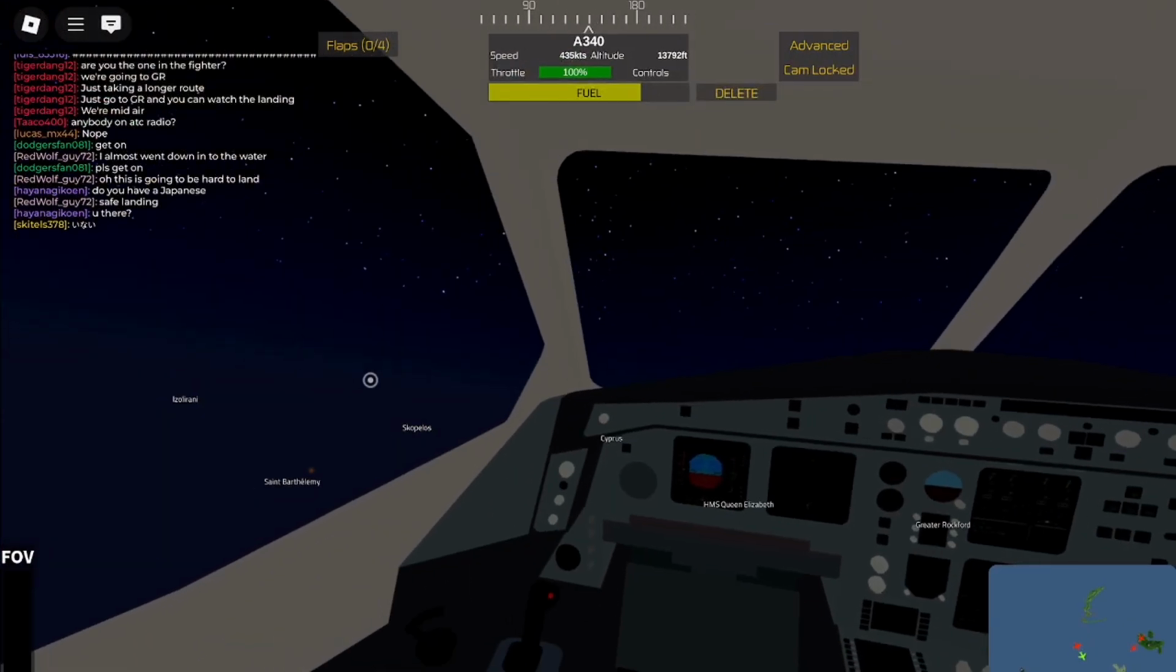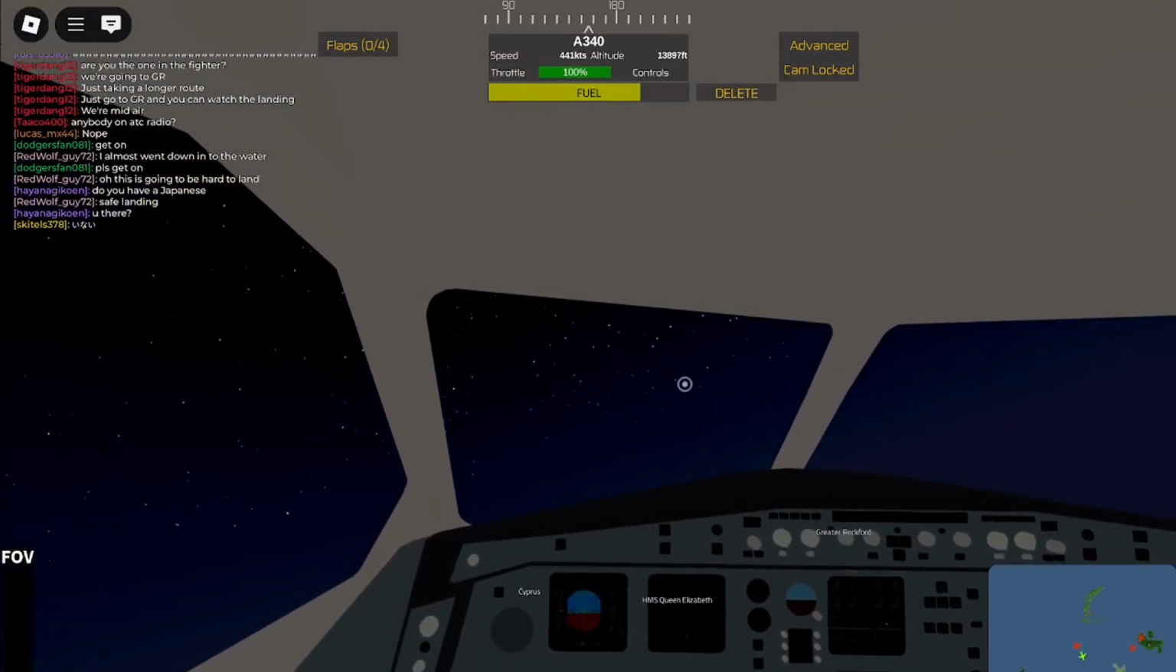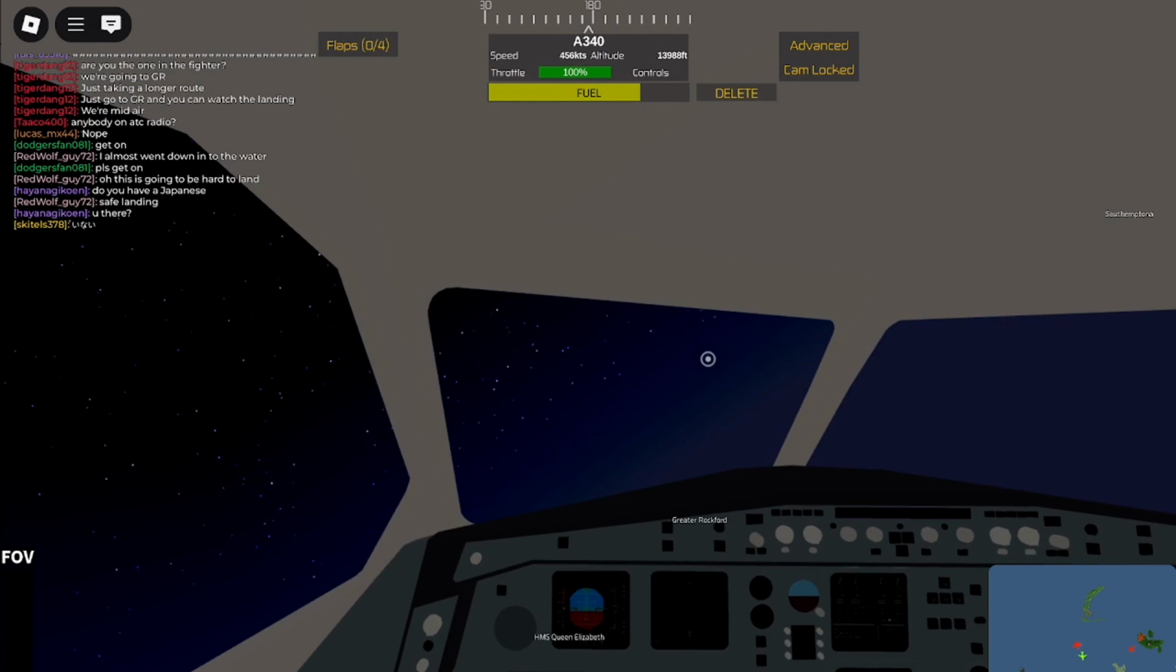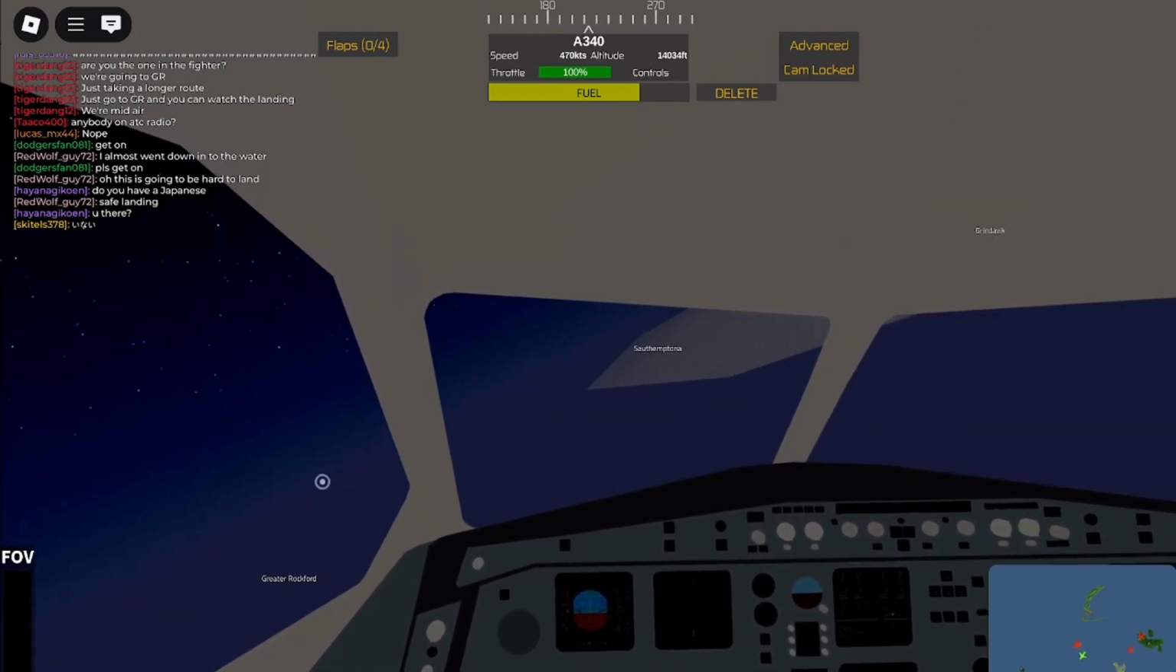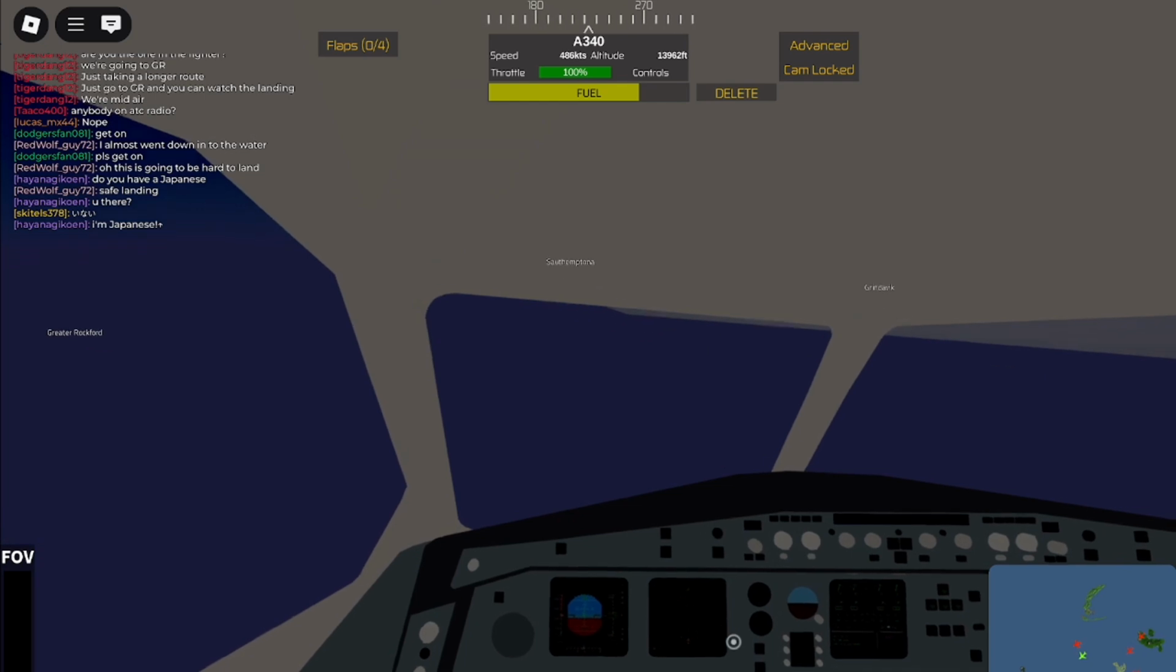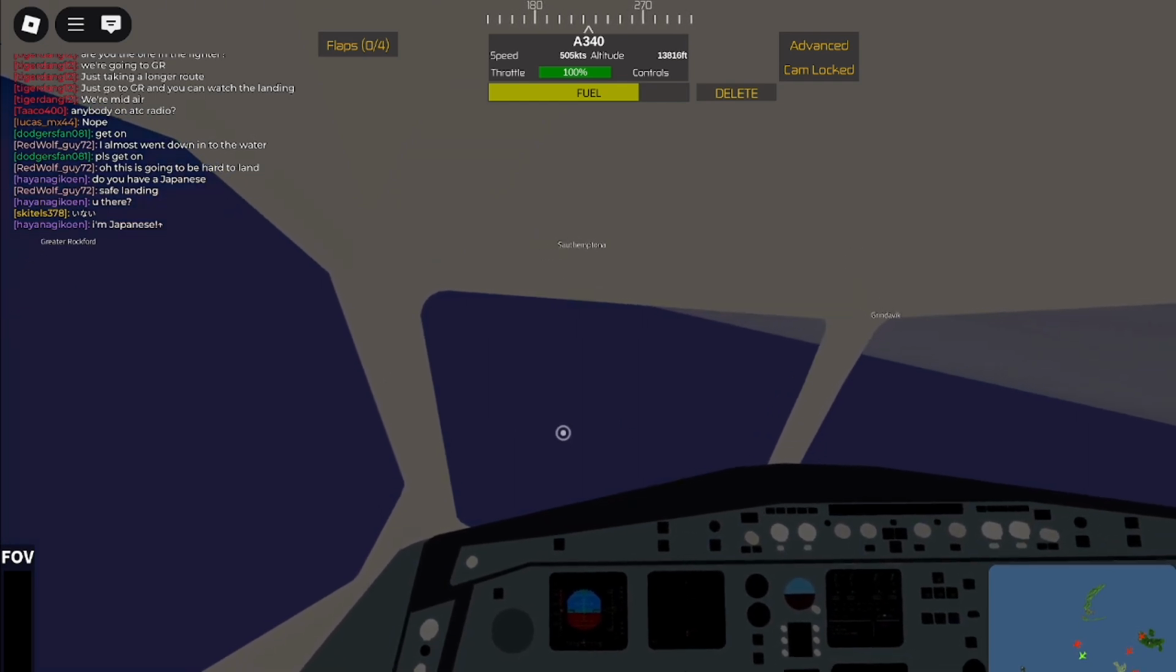I think we can land now, right? Yeah, we should probably land now. I think we're probably there. We're at 13,000 feet, right? Okay, so we'll just descend the plane. I think we're already at Southampton, right? So it's just like land the plane. Alright, so we're just gonna land that plane.